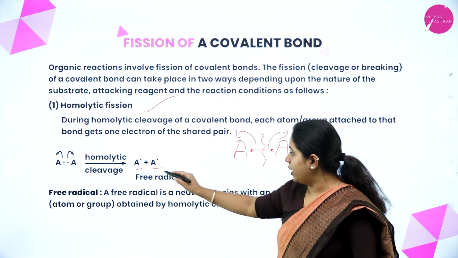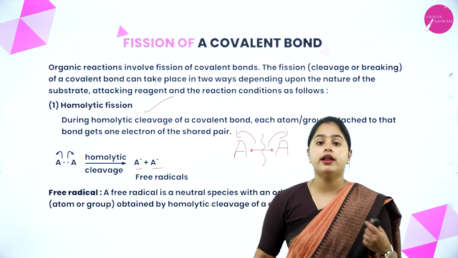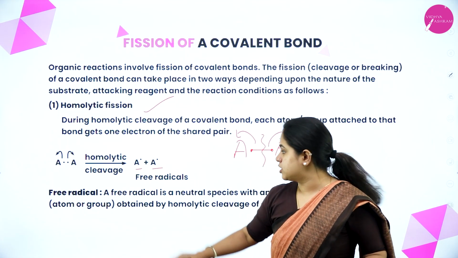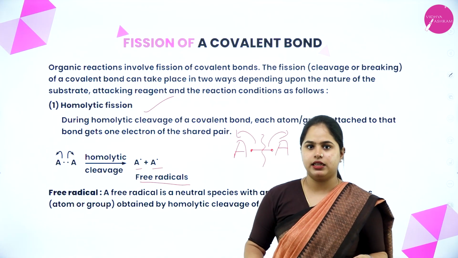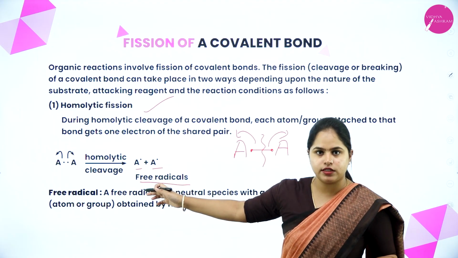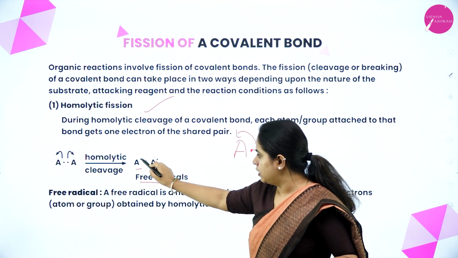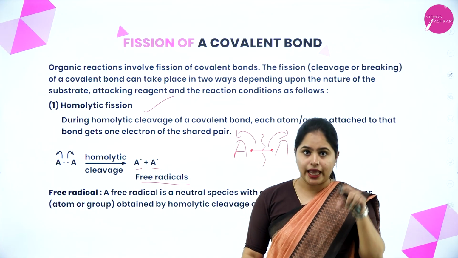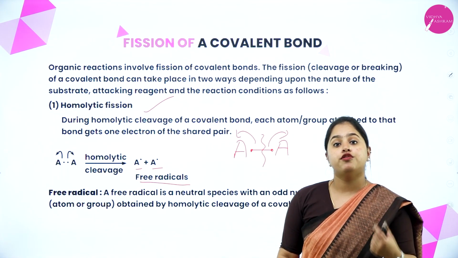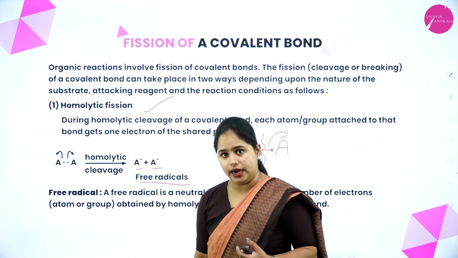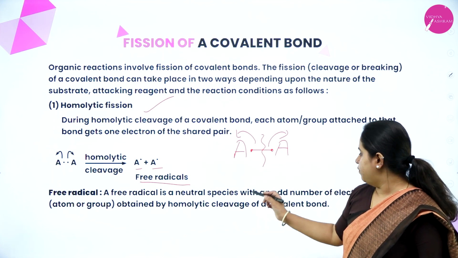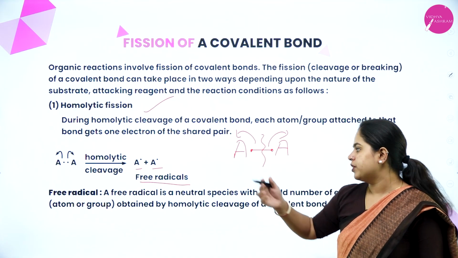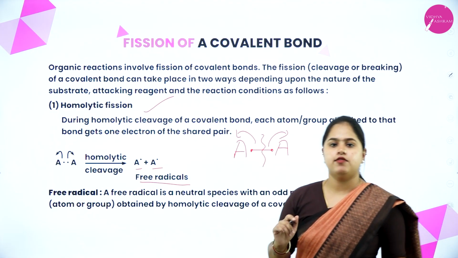This odd-electron containing species is called a free radical. Is this an ion? No, it is a free radical. It does not have a positive or negative charge. As you can see here, there is a dot which represents the electron. So a free radical is a neutral species with an odd number of electrons, obtained by homolytic cleavage of a covalent bond.